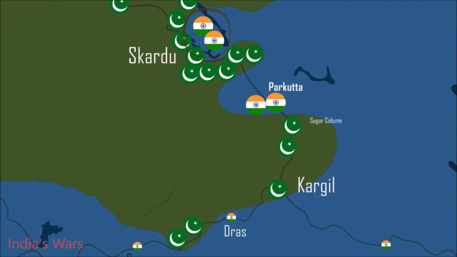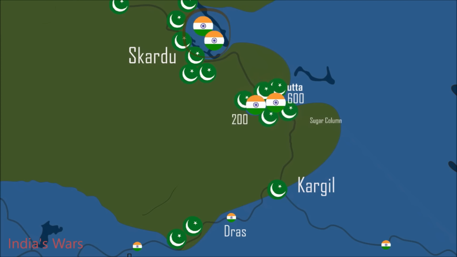With the sugar column gone, the only force remaining between Kargil and Skardu were the 600 men at Barkata. The force quickly got surrounded from all sides by the enemy and were attacked. This column suffered heavy losses in trying to fight back the enemy attack. Around 200 Indian lives were lost in this battle.